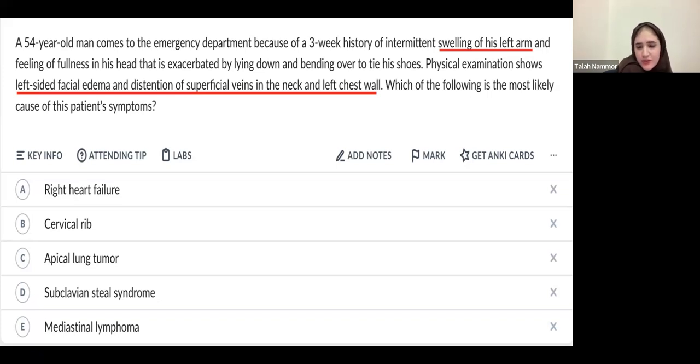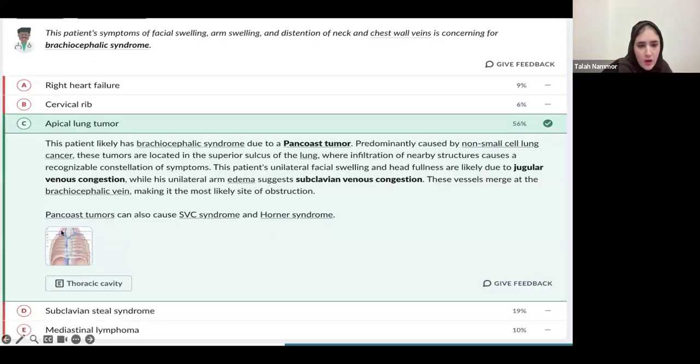Exactly, yeah, it is a Pancoast tumor, because Pancoast tumors are at the very top of the lung, and they can easily cause, you remember this from first year, subclavian venous congestion.